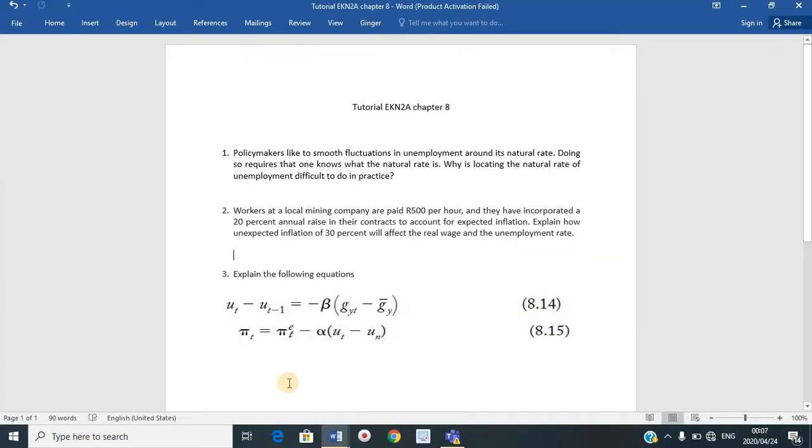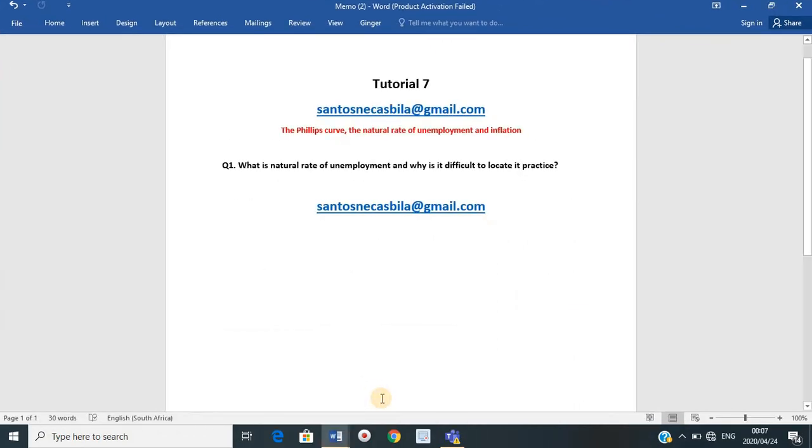Question 1 says policymakers like to smooth fluctuation in unemployment around its natural rate. Doing so requires that one knows what the natural rate is. Why is locating the natural rate of unemployment difficult to do in practice? Okay, there we go. Very good.